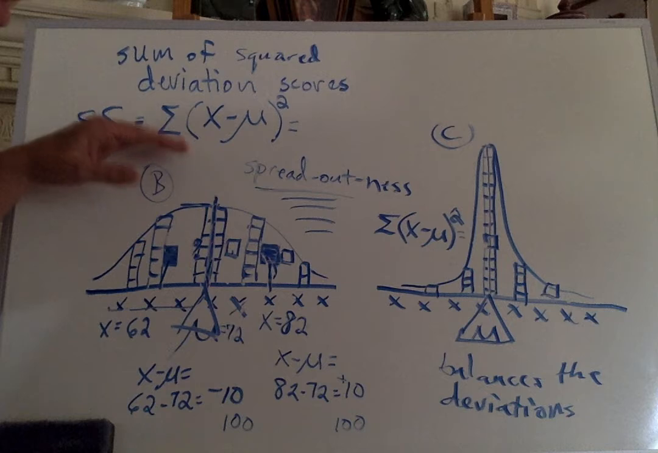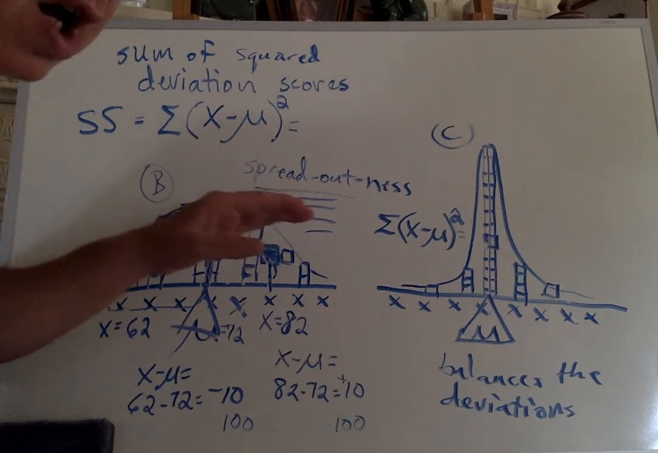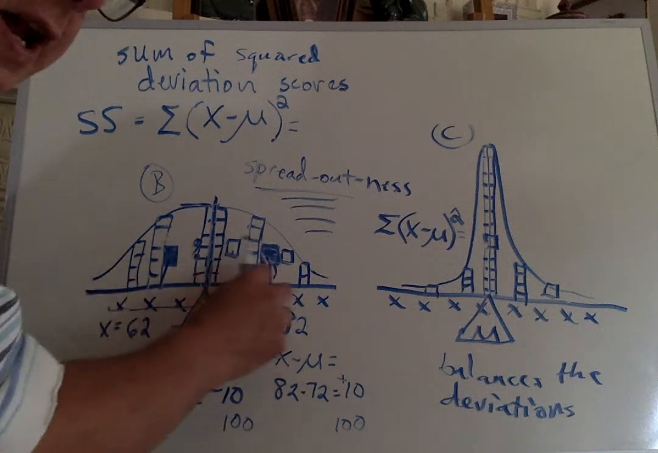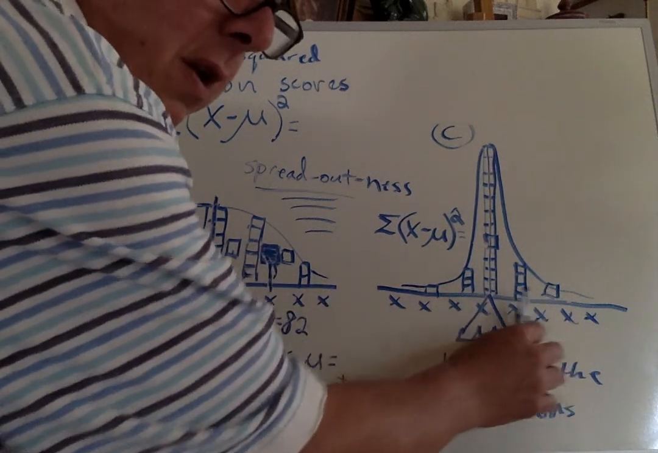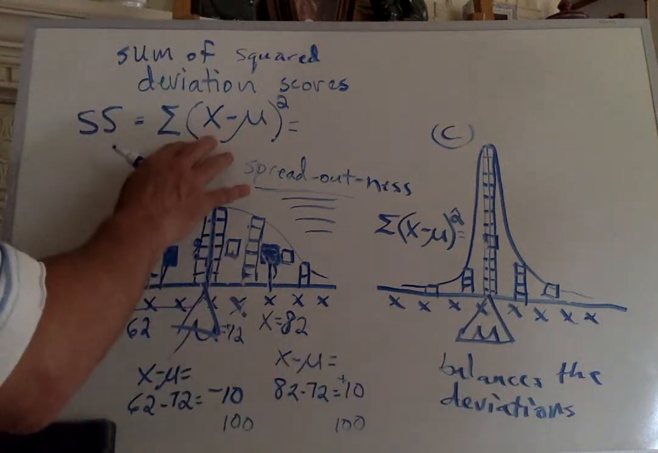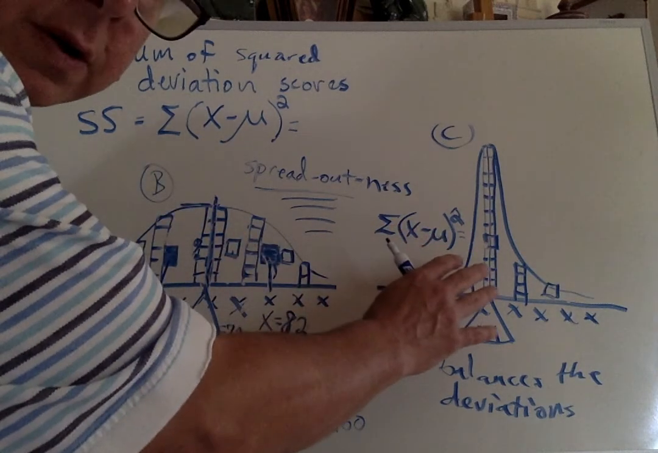The sum of the squared deviation scores, also known as SS or sum of squares for shorthand, is a measure of spread outness. If this curve is more spread out, and we agreed that it was when we started, and this distribution is less spread out, then when we calculate the sum of squares, we're going to get a larger number here than here.